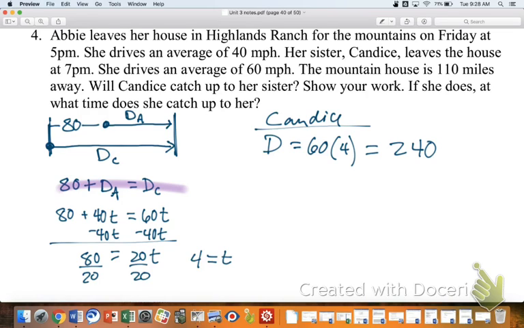So she can actually catch up to her? No, they'll just meet at the house, right? But there's no way that Candace can catch up to her because it's going to take her 240 miles, and the mountain house is only 110 miles away. Does that make sense? So that's kind of the way you would conclude this one to answer the question: will she catch up to her sister? In this case, the answer is no, she will not. She's going to run out of road, right? She'll catch up to her when she gets to the house, but that's not really catching her. If that makes sense.